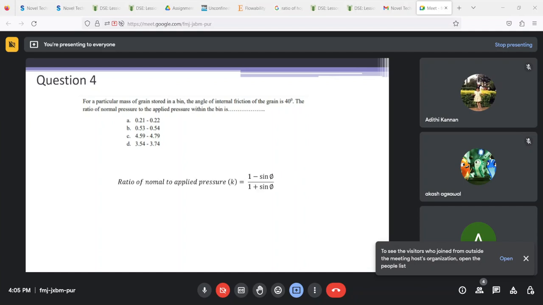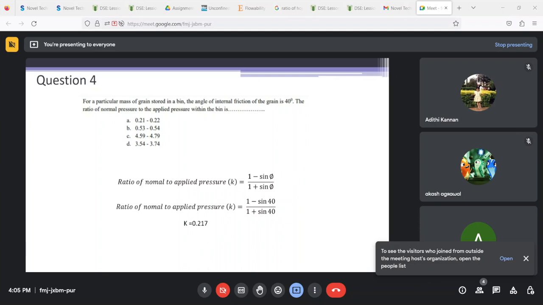So the ratio of the normal to the applied pressure, which is K, is equal to 1 minus sine phi divided by 1 plus sine phi. So here phi is the angle of internal friction. So that is how your internal friction determines the ratio of the normal to applied pressure in a silo. So we just substitute 40 degrees here because that is the angle of internal friction given. So we substitute the values, 1 minus sine 40 divided by 1 plus sine 40, and we calculate the ratio of normal to the applied pressure. So K is equal to 0.217.